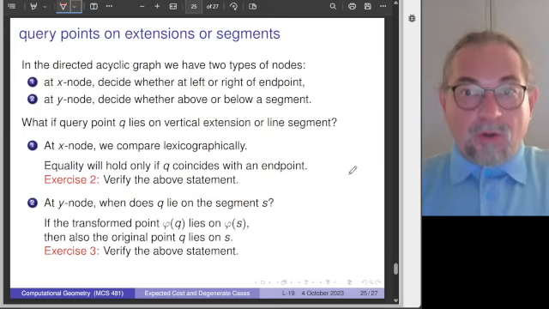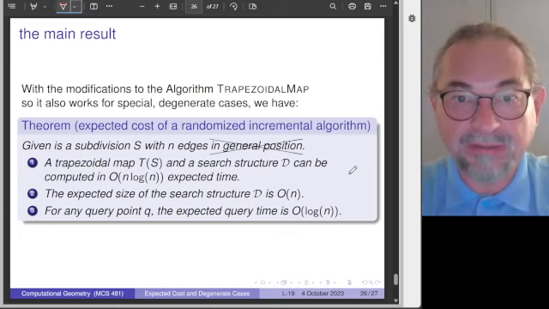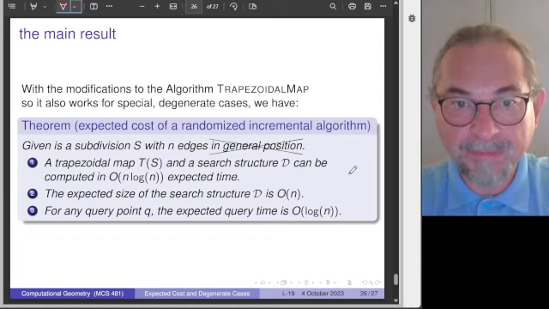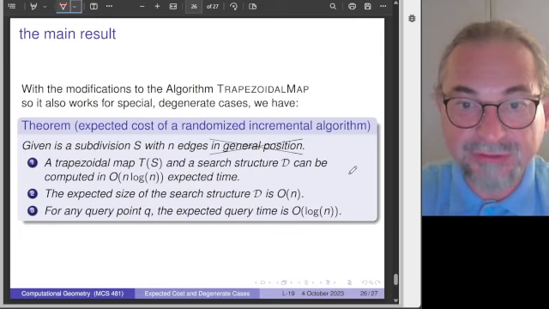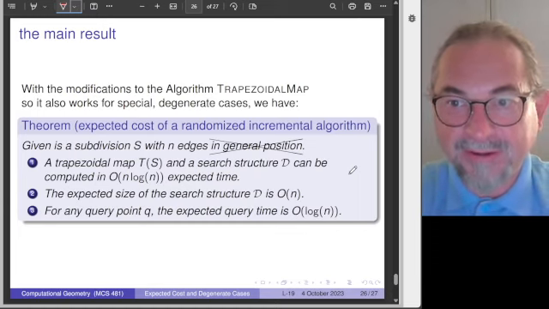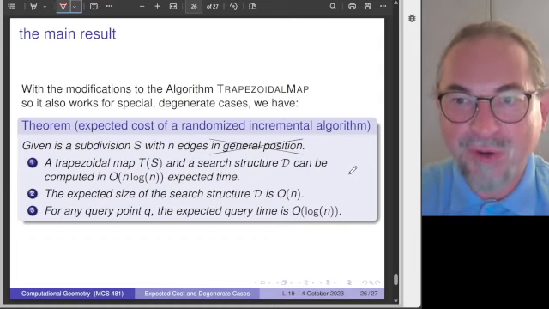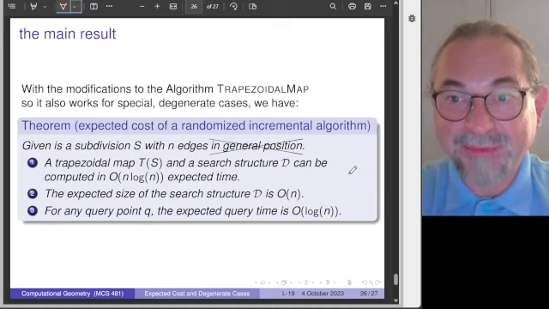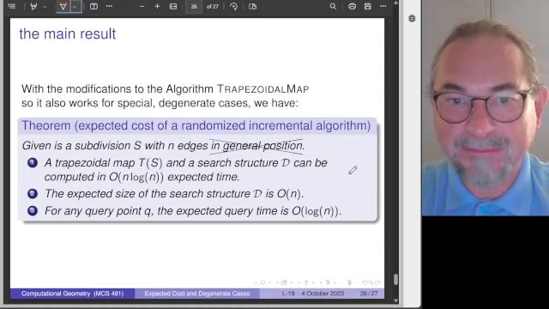Whew. The main result is that we can solve the planar point location problem in n log n time by constructing the trapezoidal map and the search structure. Notice that we can do this construction offline. Typically there is always construction going on wherever you go, but typically these maps are pre-computed. They are computed in n log n expected time.